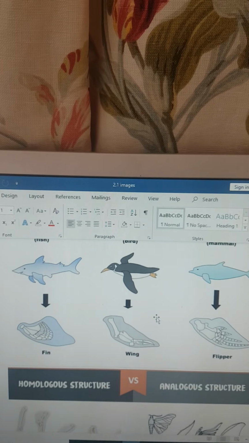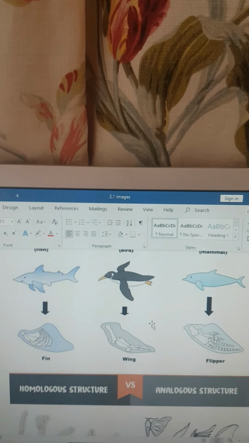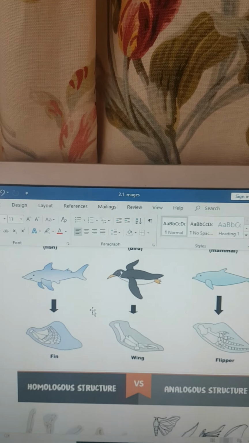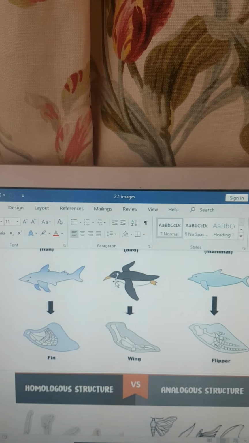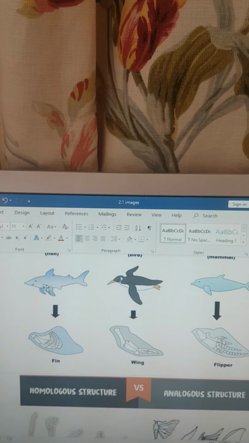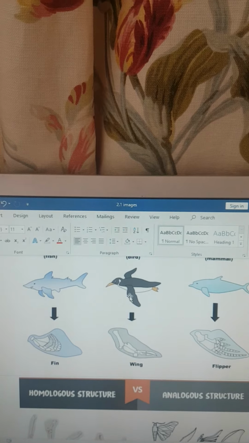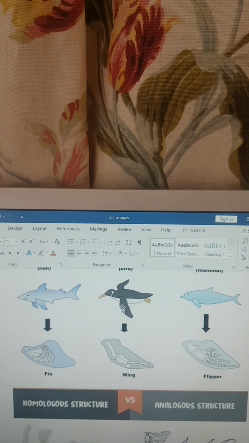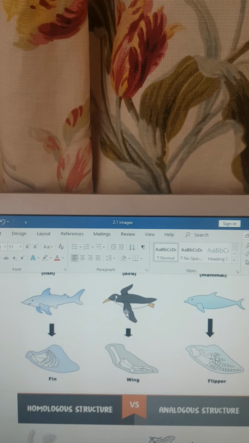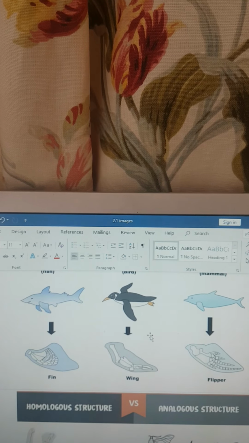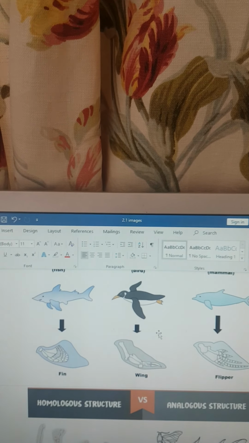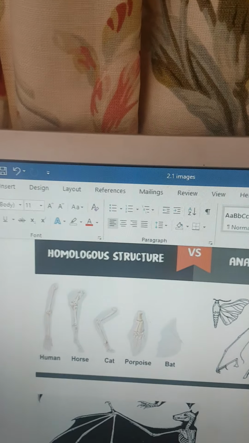And analogous structures can be misleading when it comes to classification. As I said earlier, it can lead us to falsely think that 2 different species are closely related because of the similarities in their structures, when in fact they are not. And the presence of analogous structures is why we do not use external appearances as the basis of classification systems.